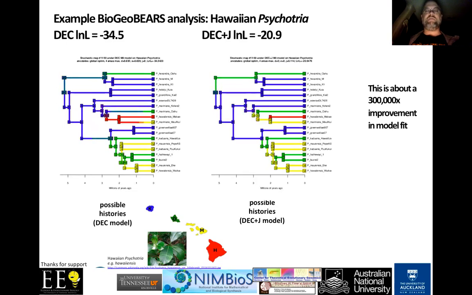DEC+J is a model that I invented, which simply modifies the DEC model to add the process of jump dispersal, which we'll talk about in a minute. And you can see that the histories proposed under that model tend to be simpler and tend to be a history of island jumps, for example, in this island data set. We can calculate log likelihoods to measure how well these models fit, and the DEC model gets about -34.5, and DEC+J gets about -20.9, and this is about a 300,000 times improvement in model fit.